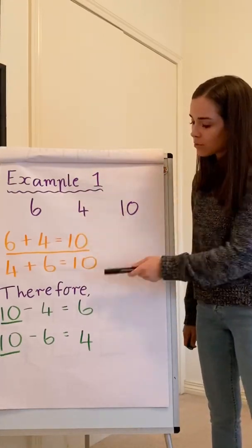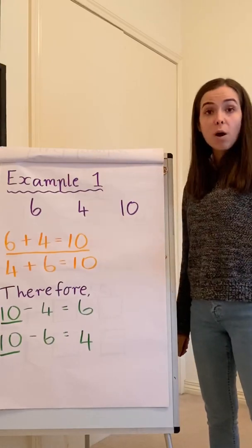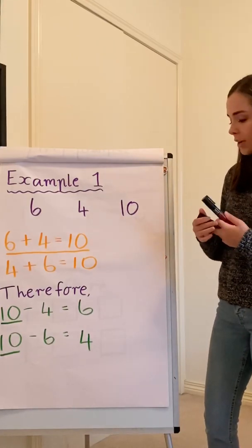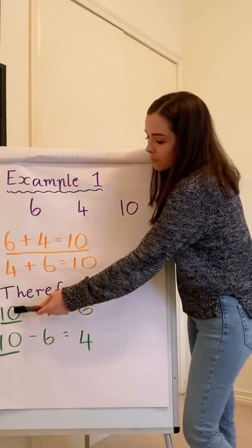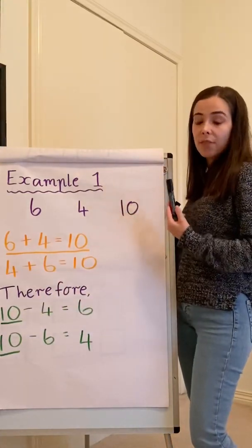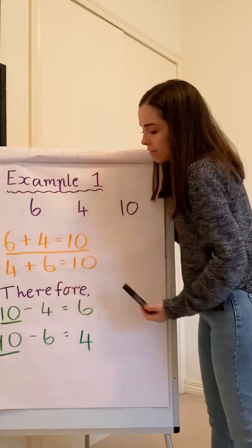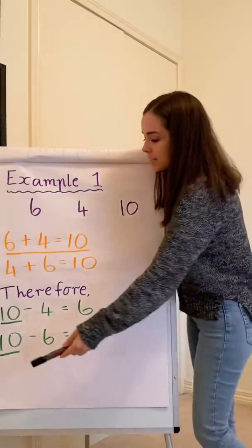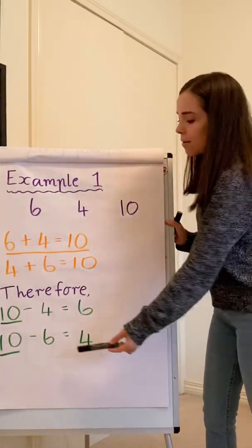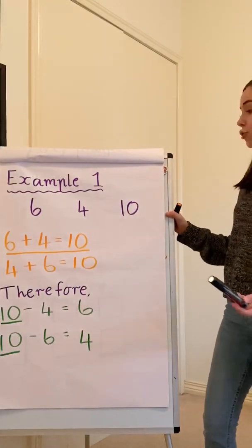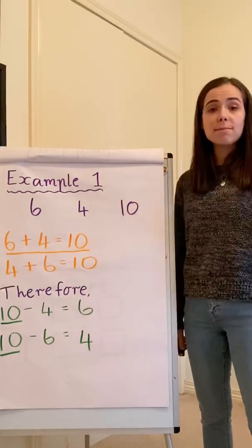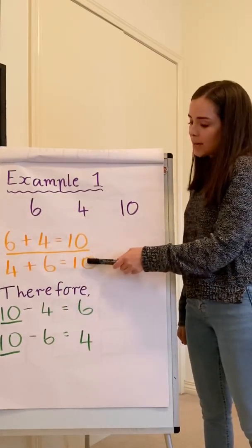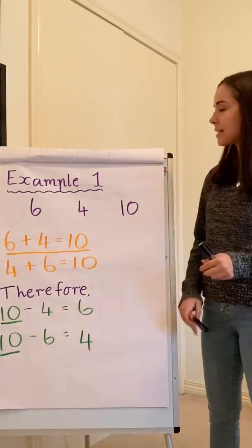If we know these 2 sums, we can say, all right, therefore I can also make 2 subtraction sums with those numbers. And if you notice in my subtraction, the biggest number's always at the beginning. I can say 10 minus 4 gives me 6. And once again, I'm always going to start with my bigger number. I can also say 10 minus 6 gives me 4. If you noticed, all 4 of those sums, those same 3 numbers, 6, 4, and 10, gave me one sum and 3 for free. So let's take a look at another example.